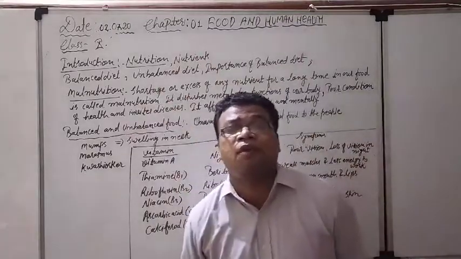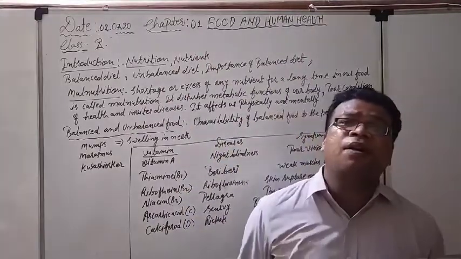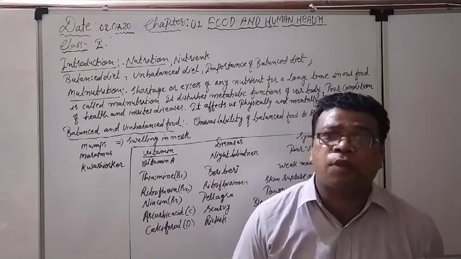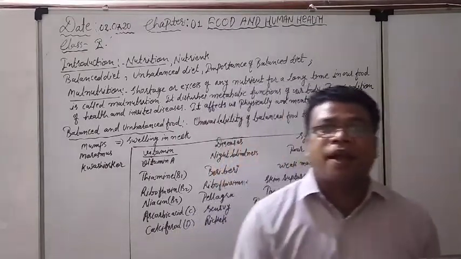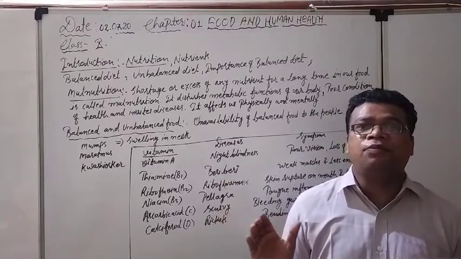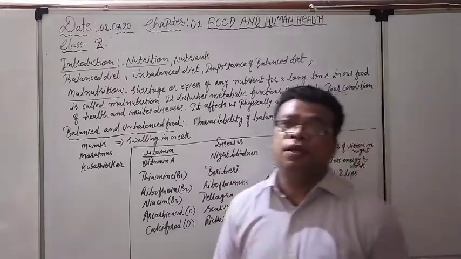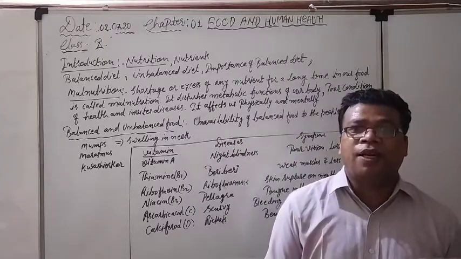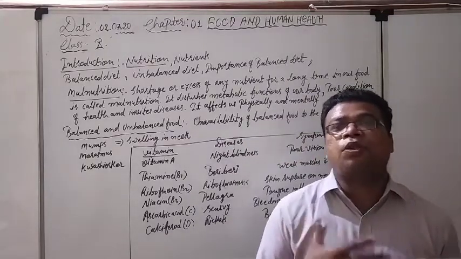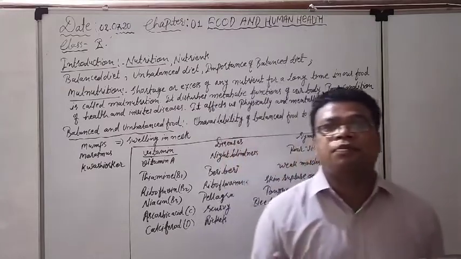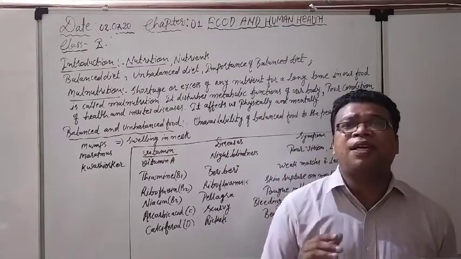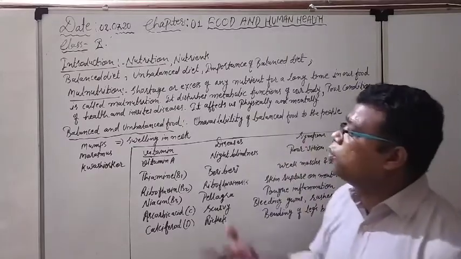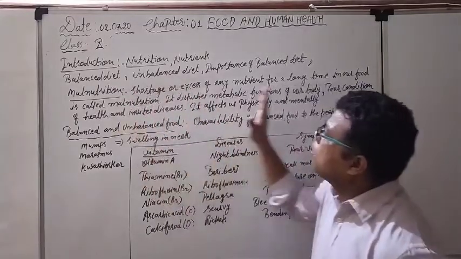What is the function of roughage? Roughage adds bulk to the food material, and in this way it helps with proper digestion. All the salad, all the green leafy vegetables, and all the raw fruits contain roughage, and that roughage helps with proper digestion and prevents constipation. So right now we have talked about each and everything.